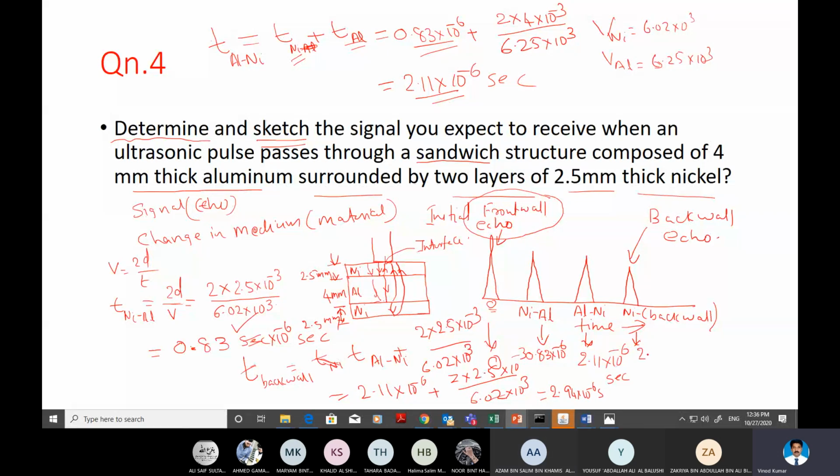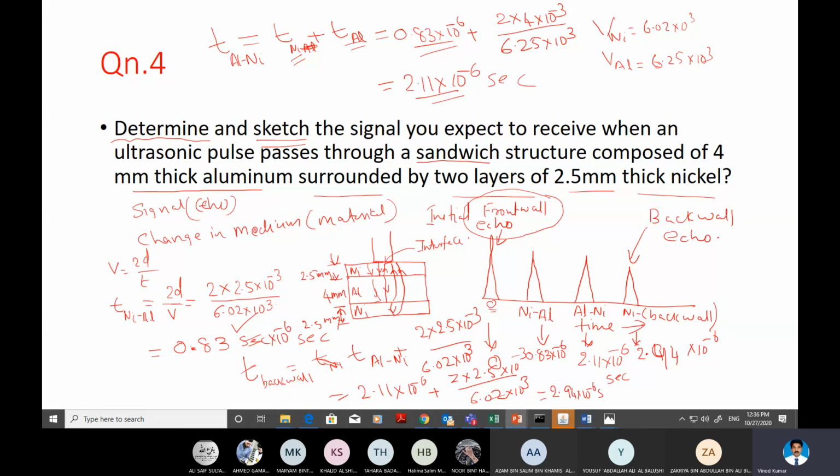So here I will write in the sketch 2.94 times 10 to the power minus 6. This is the answer. So now the question is complete. If you have any question, you can ask.